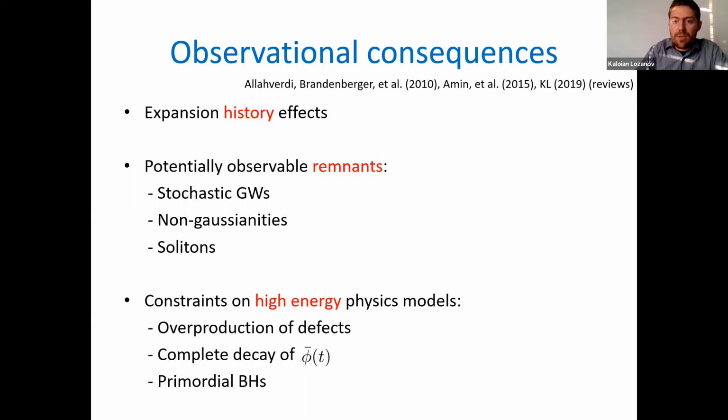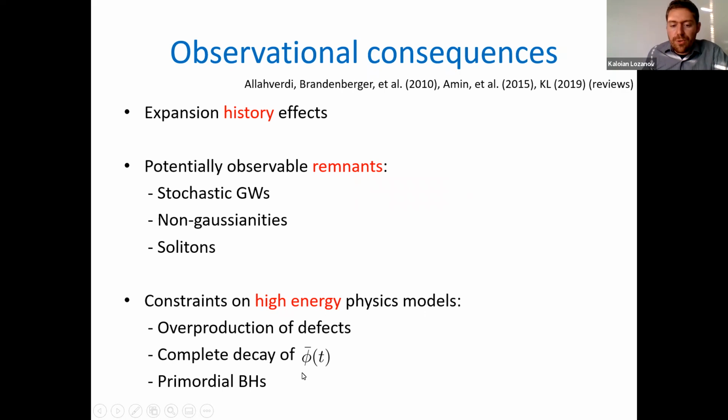Perhaps the most important observational consequence of reheating is the expansion history effect. Essentially, the duration of reheating affects how we connect inflationary predictions to CMB observables, and we will have more to say about it shortly. The rich dynamics of reheating could have left many potentially observable remnants, such as stochastic gravitational backgrounds, non-Gaussianity, solitons. Reheating can even sometimes help us constrain or even rule out some high-energy physics models on the basis of overproduction of cosmic defects, incomplete decays of the inflaton condensate, overproduction of primordial black holes, etc.